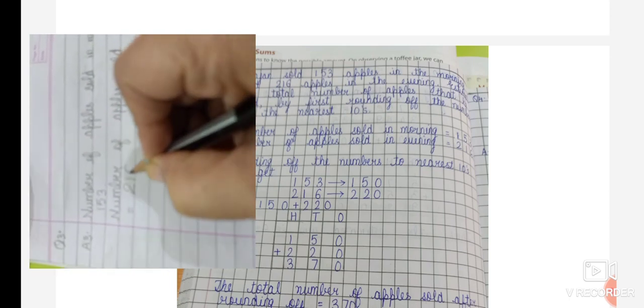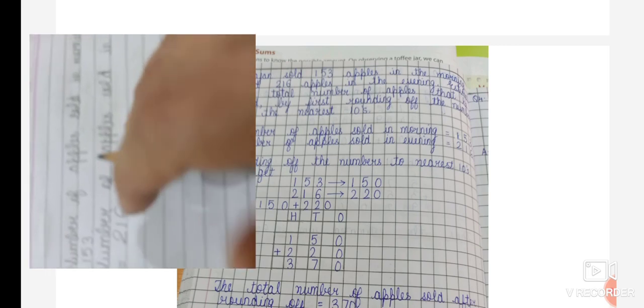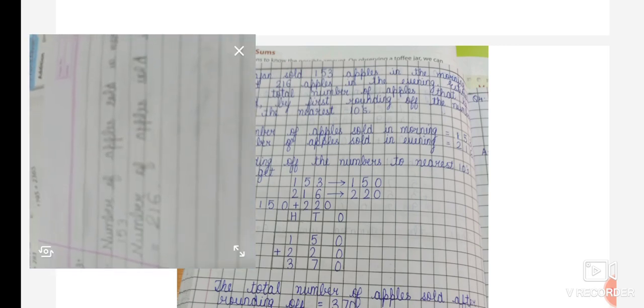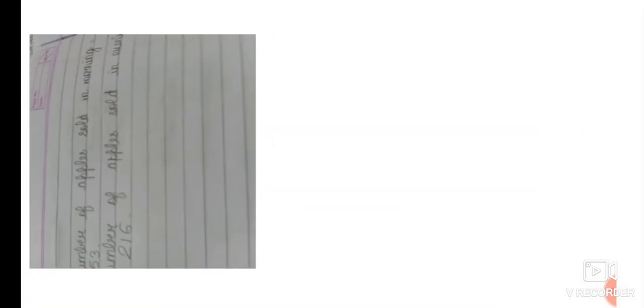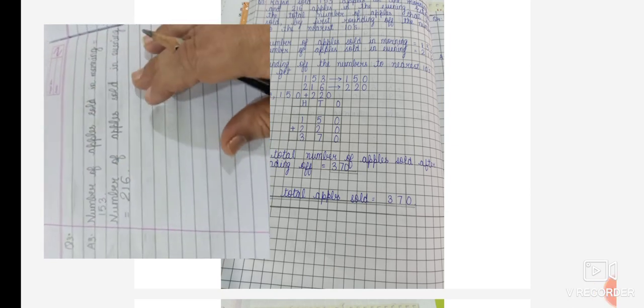216. So you will write 216. In the first sentence, what will you write? Number of apples sold in morning, and then you will write number of apples sold in evening. Now we have got these two numbers. Now what is given in the textbook? What do we have to do?